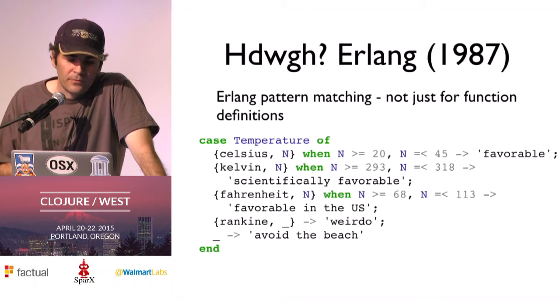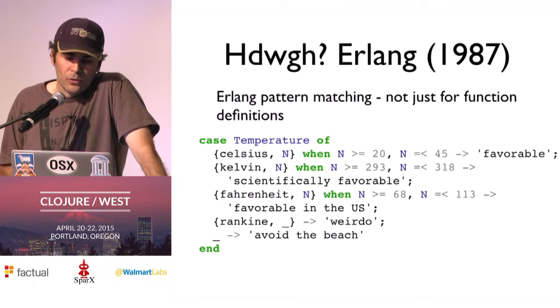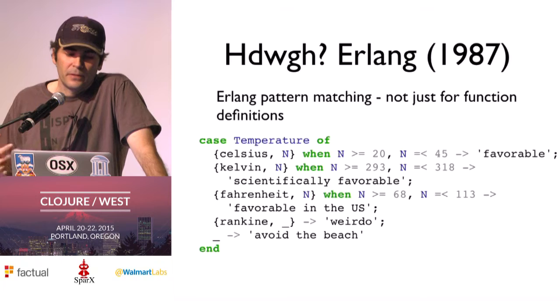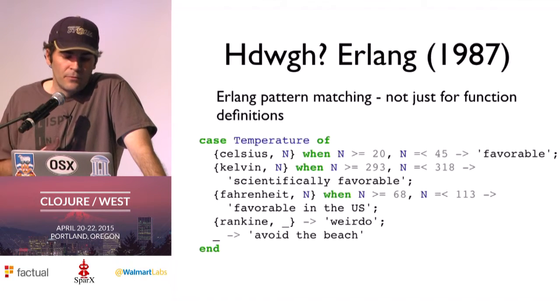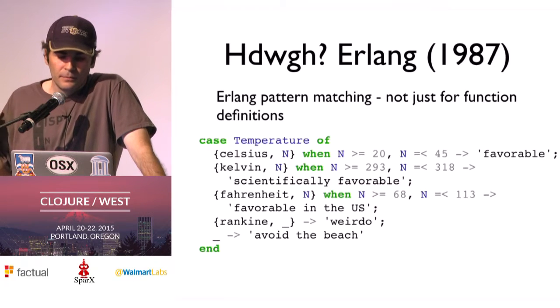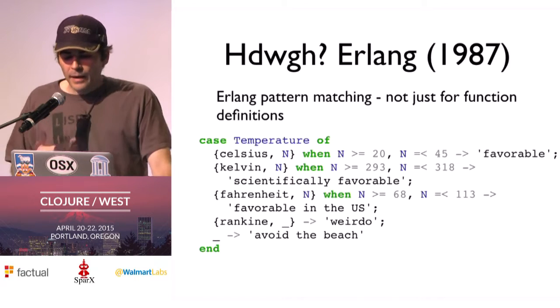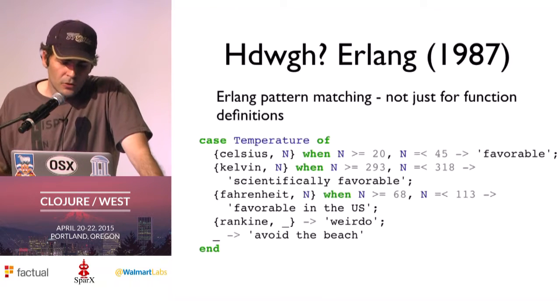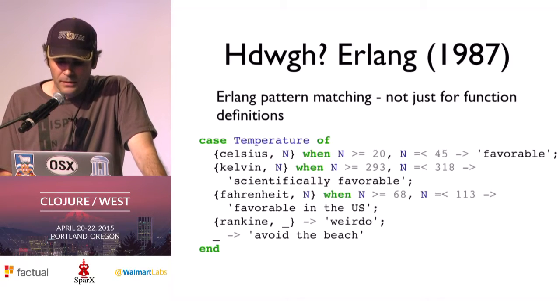So here's an example of a case within Erlang, which is just a regular old conditional, but this conditional works based off pattern matching. So we're going to pick the type of temperature scale that we're using within what's called an Erlang tuple, those curly braces, and we're going to also combine that with a guard expression in some cases, and get the right output from this case expression.